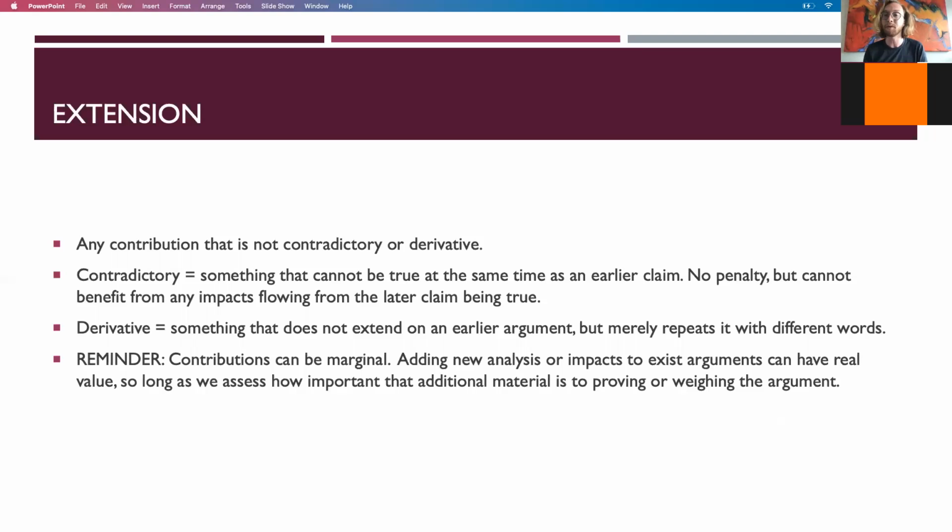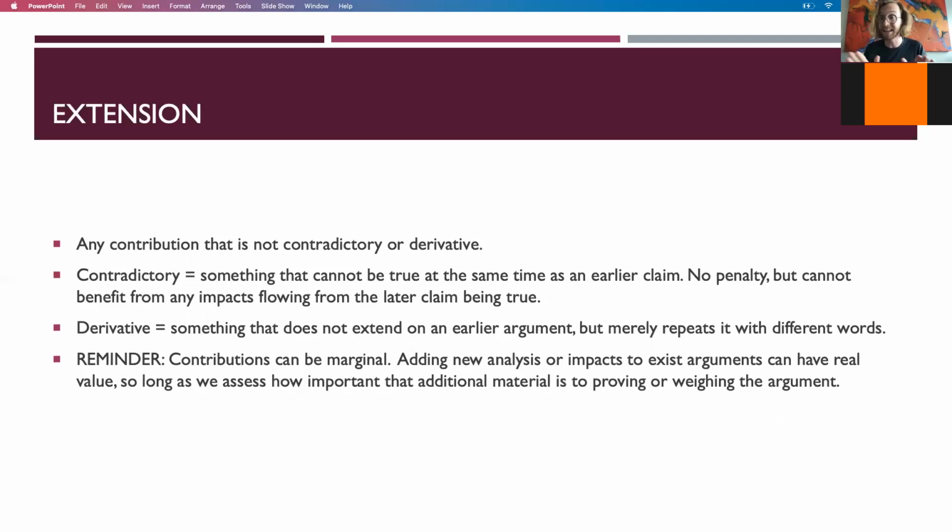So contradictory, we mean any argument that cannot be true at the same time as an earlier claim. And this can be both within teams. So say, for example, the second speaker wants to reverse an earlier position in a way that helps their team, or it can be across teams. Your opening says something that the later team disagrees with, and they decide to say something that cannot be true at the same time as the arguments that have been run by their opening.